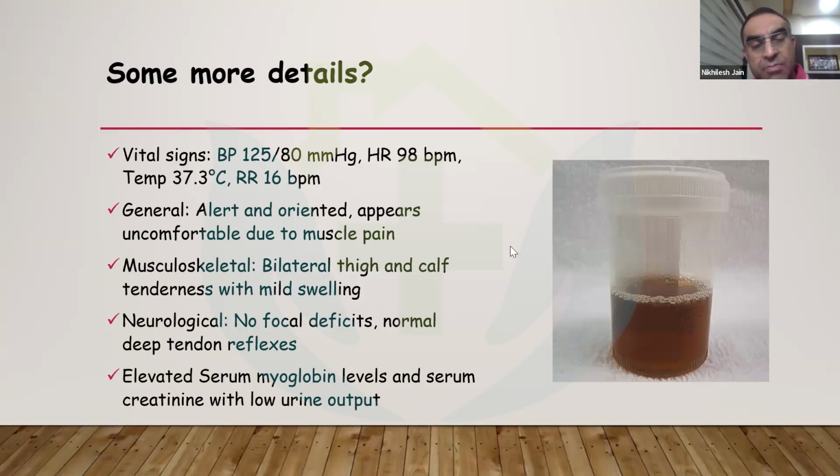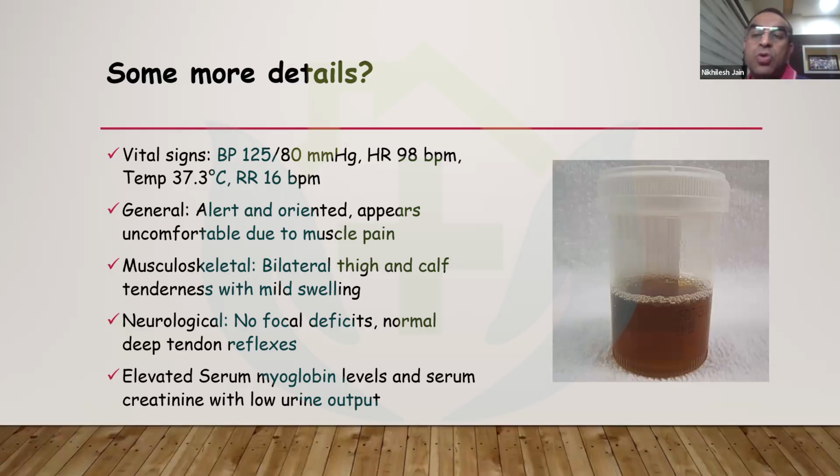So I'm going to add some more details in this. Vital signs are BP is 125 by 80 mm of mercury, heart rate is 98 beats per minute, temperature is 37.3 degrees centigrade and respiratory rate of 16 breaths per minute. He is alert and oriented, appears uncomfortable due to muscle pain. He's got a bilateral thigh and calf tenderness with mild swelling. No focal deficits, normal deep tendon reflexes. Elevated serum myoglobin levels and serum creatinine levels are seen with low urine output.